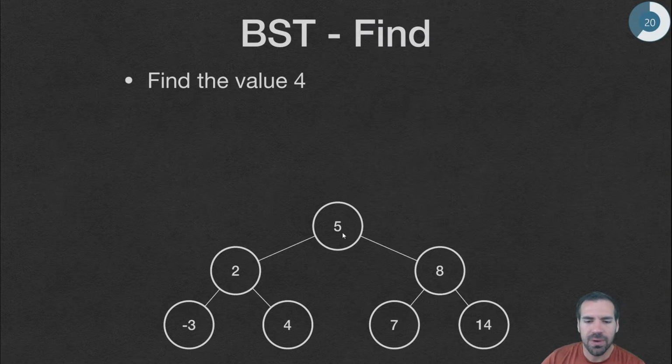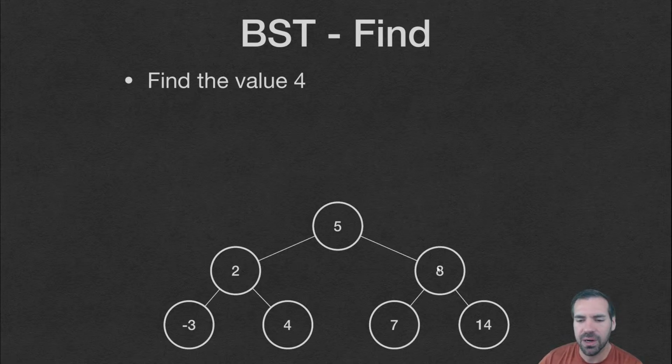Let's do one more. Let's look for the value 6. So 6 less than 5, false. 5 less than 6, true. We're going to go right. 6 less than 8, true. We're going to go left. 6 less than 7, true. So we're going to go left again. We see null. So we're going to return false, false, false, false up the recursion.